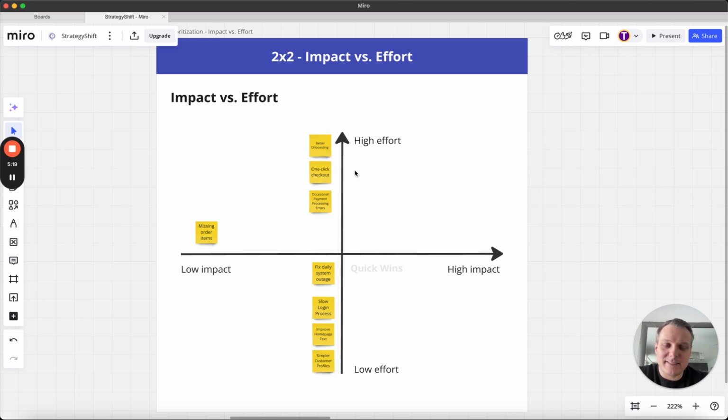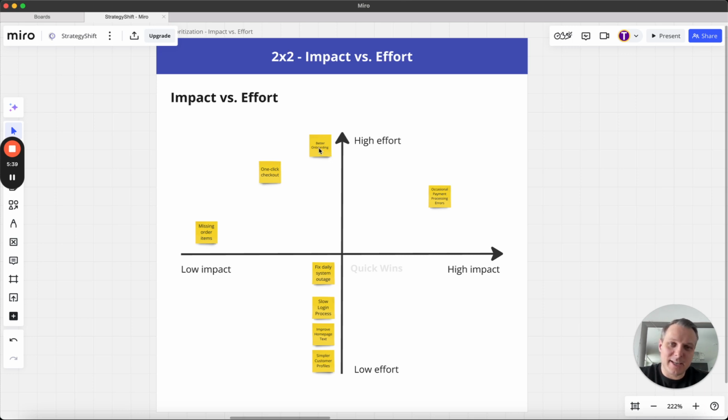What kind of impact does it have? Are the customers complaining about multiple clicks? Maybe not, so maybe you want to keep it here. And then occasional processing errors, maybe it has a high impact, maybe it happens all the time, and maybe it's a little bit difficult to fix, so you move it here. Better onboarding, is it high effort?